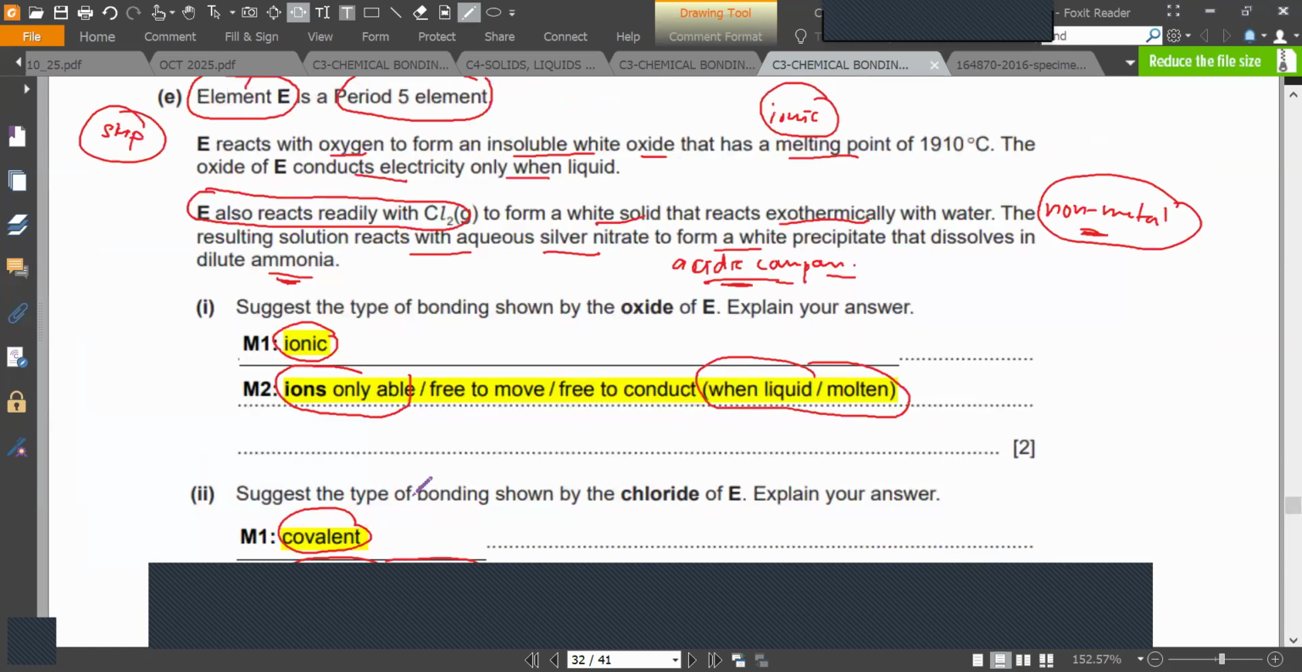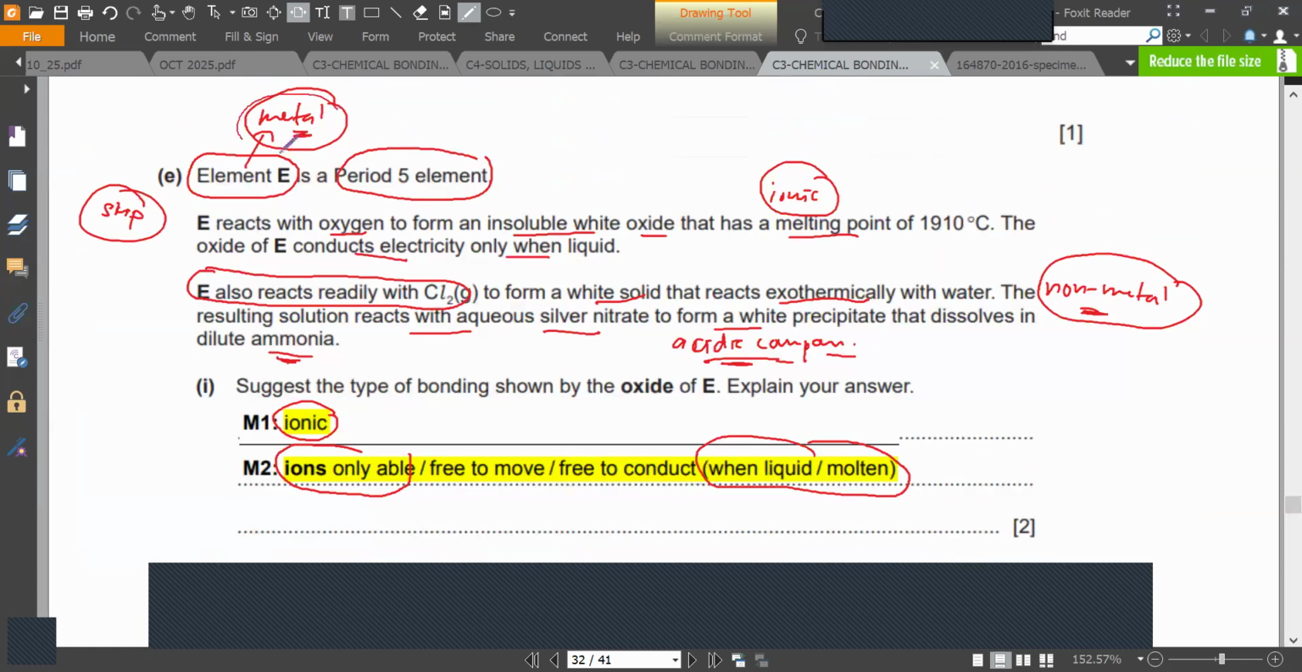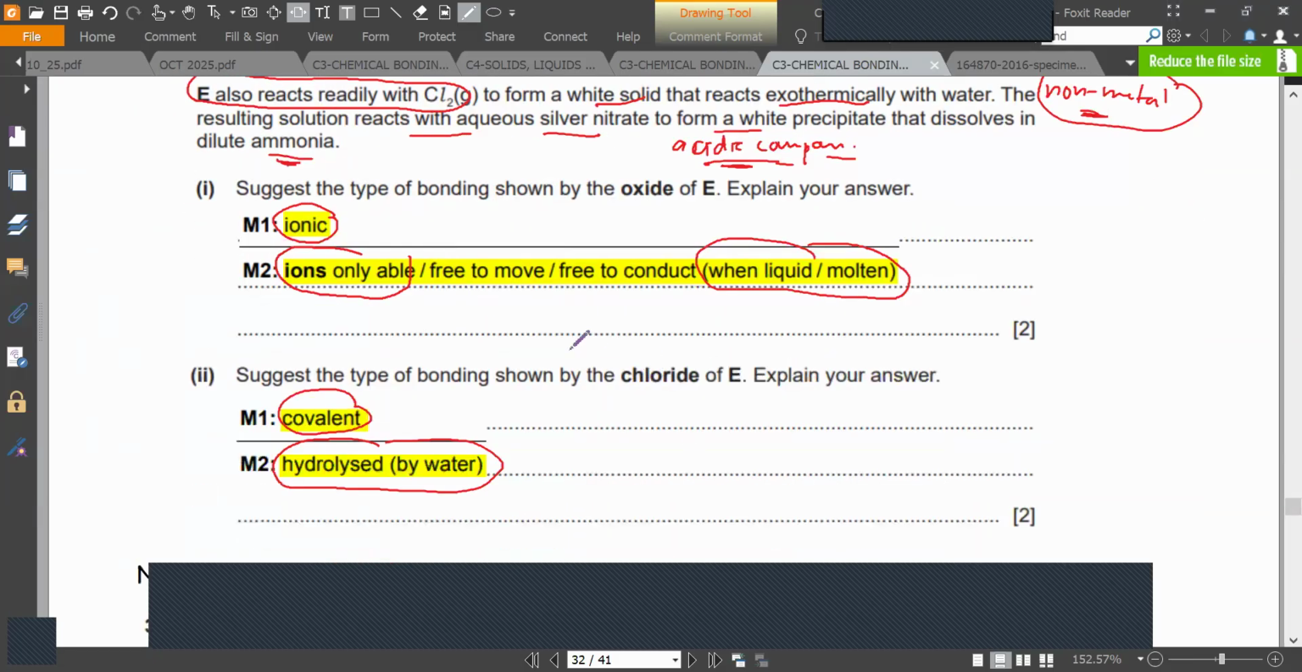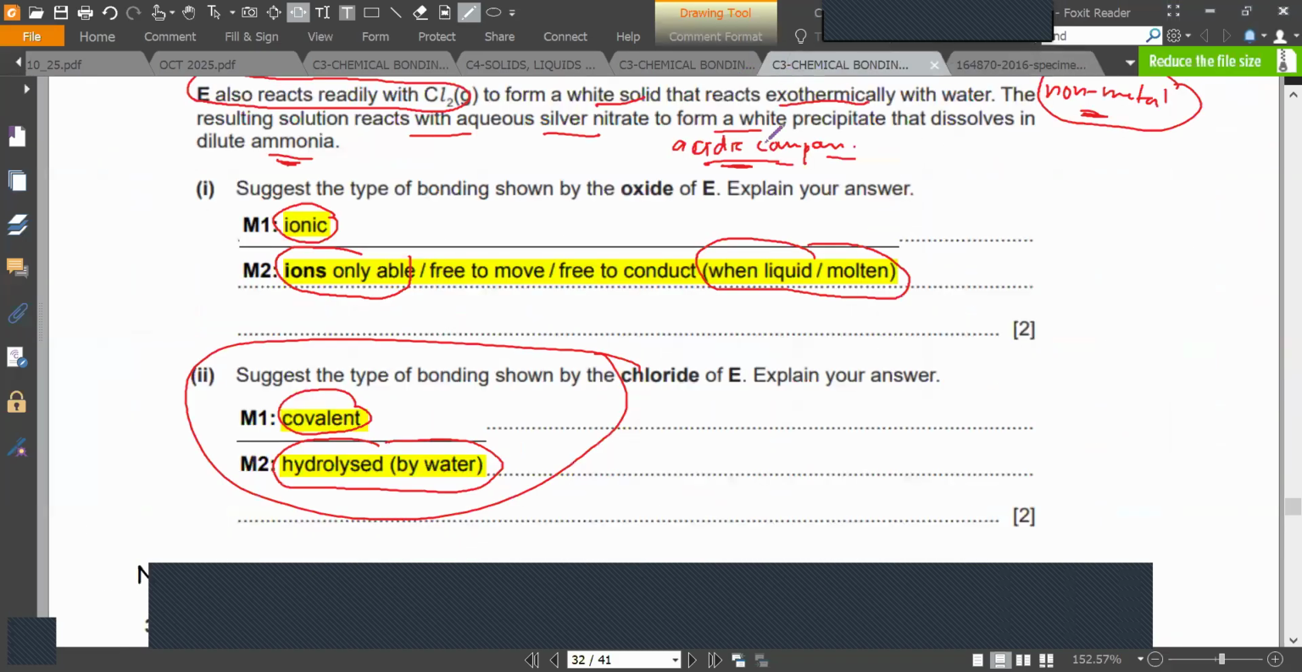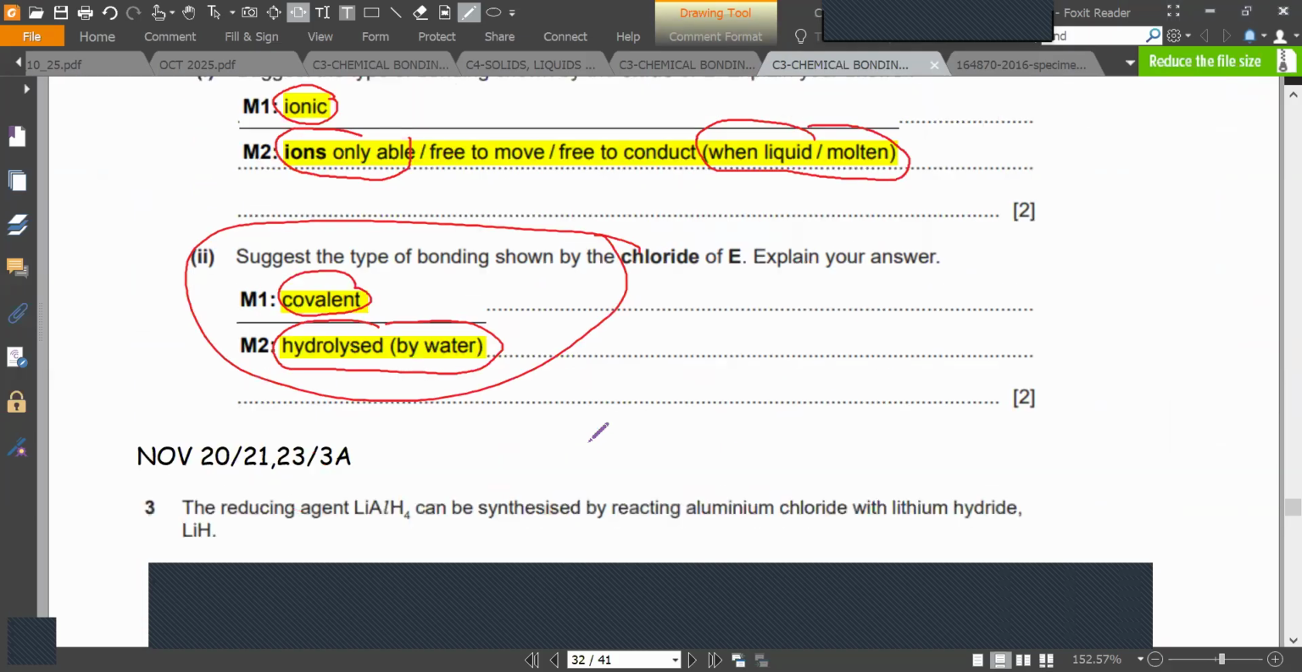If element E is a metal, how come it has non-metal characteristics? We suspect it is somewhere here. This is our boundary between metal and non-metal. In period 5, it's somewhere around here, so they have both metal and non-metal characteristics. This one we will learn in a later chapter, so at this moment we don't concern too much.